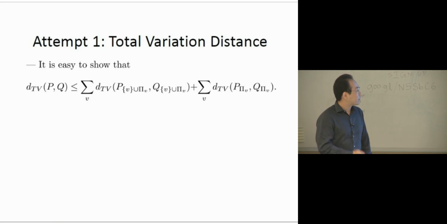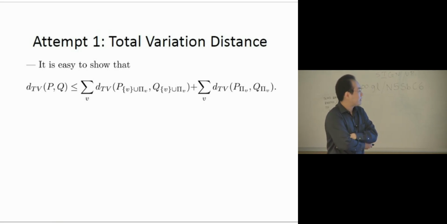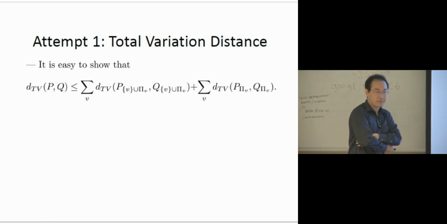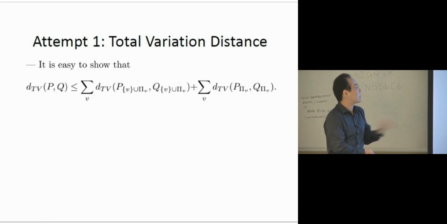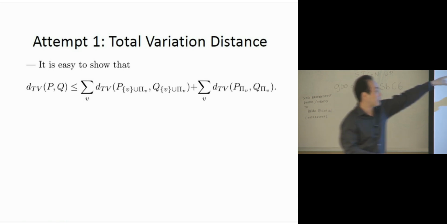The most natural choice seems to be the total variation distance, because that's our target. It's very easy to show that TV distance satisfies this subadditivity. So the total variation distance between P and Q is upper bounded by a sum over V of the TV between the marginals of P and Q on essentially the neighborhood of V.